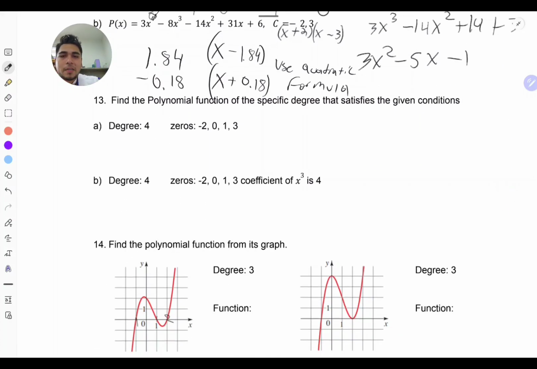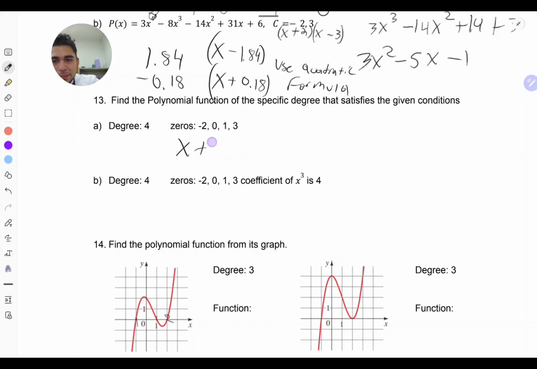Now, for this one, find a polynomial function of a specific degree that satisfies the given conditions. Very easy. Okay, so zeros, negative 2, 0, 1, and 3, degree of 4. We have 4 zeros, and it's a degree of 4. Those are the only 2 conditions we have to satisfy.